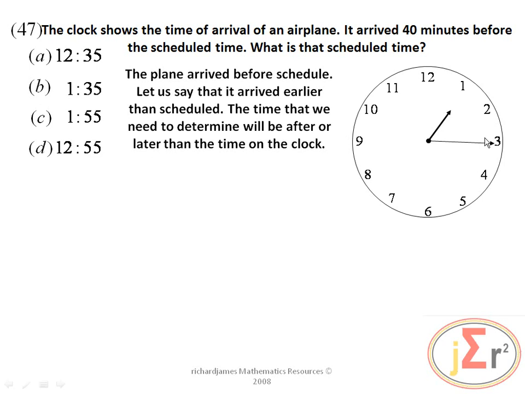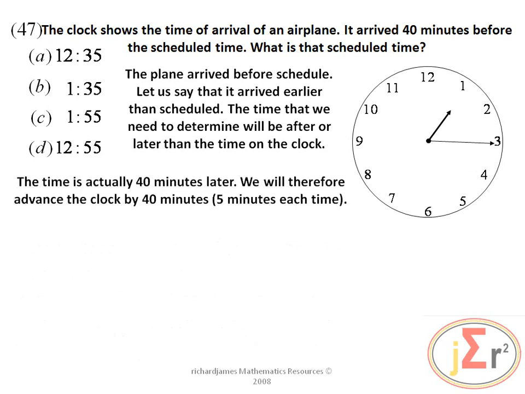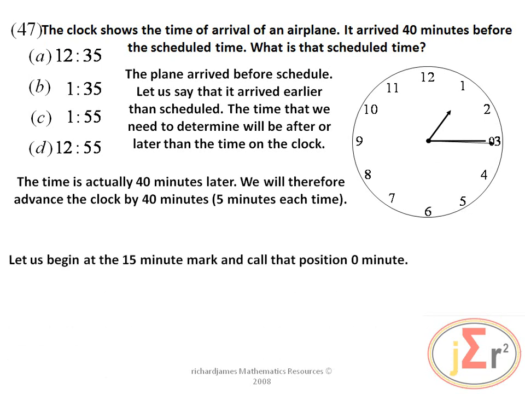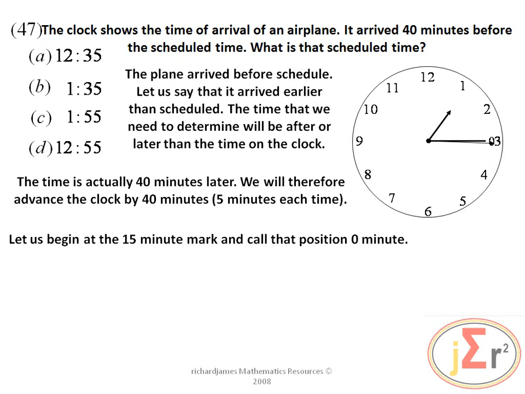So, if we are looking at a time that is later, we will have to forward the clock. So the time is actually 40 minutes later. We will therefore advance the clock by 40 minutes, 5 minutes at a time. We are going to look at the present position of the minute hand, and we call that our 0 mark. And then what do we do after? We are going to advance 5 minutes each time. It is counting time, Jerry. Let's go. 5, 10, 15, 20, 25, 30, 35, 40.